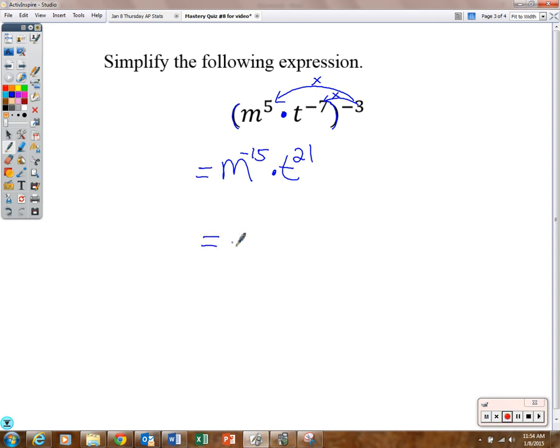Again, we're not allowed to have negative exponents. The t to the 21st will stay in the numerator. The m to the negative 15 will drop down to the denominator and it will become positive. That is our final answer: t to the 21st power over m to the 15th power.